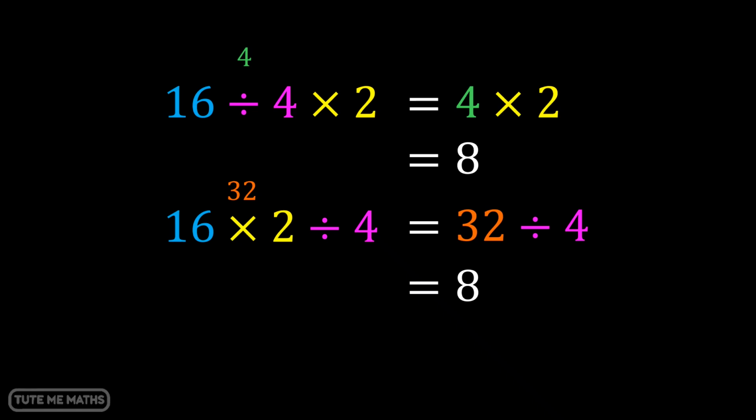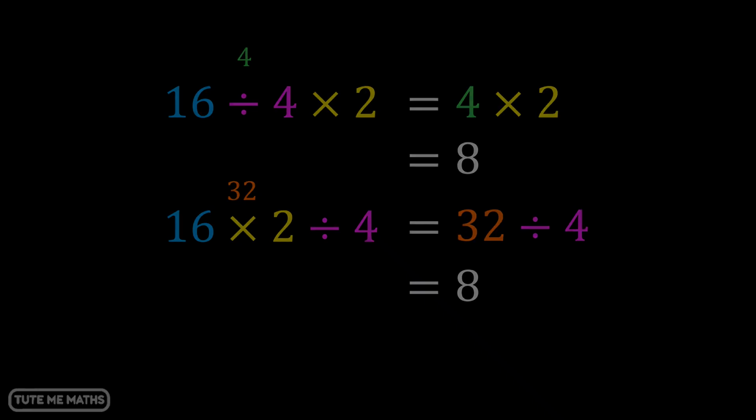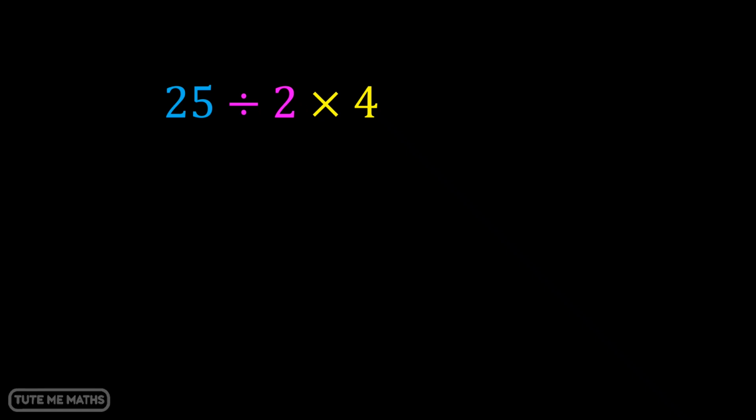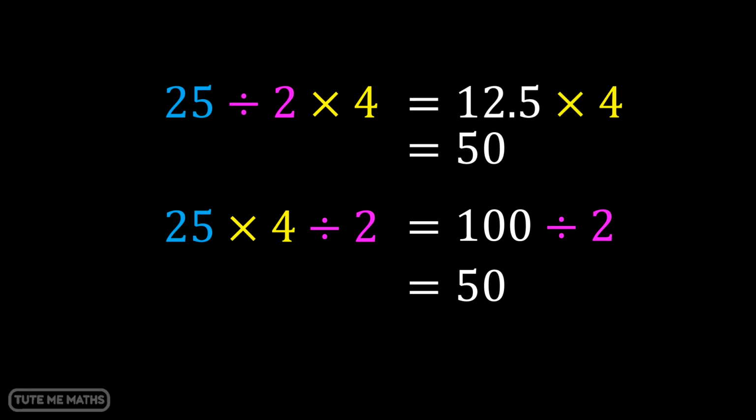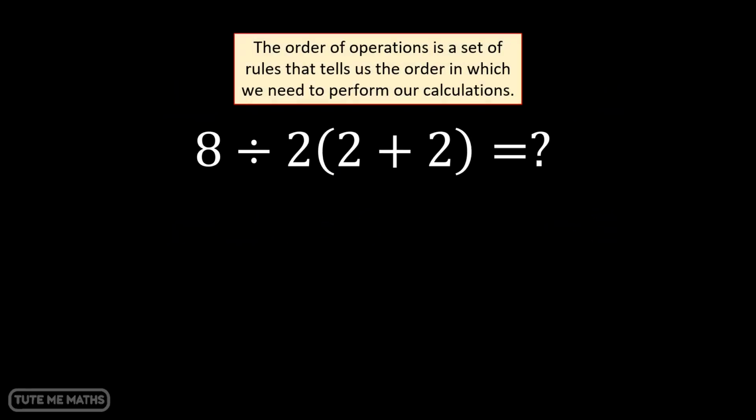Such properties can be really useful when performing mental calculations, because we can select the order that makes the calculation easier, such as this one, 25 divided by 2 times 4. It's easier to do 25 times 4, giving us 100, and then divide that by 2 to get the final answer of 50.